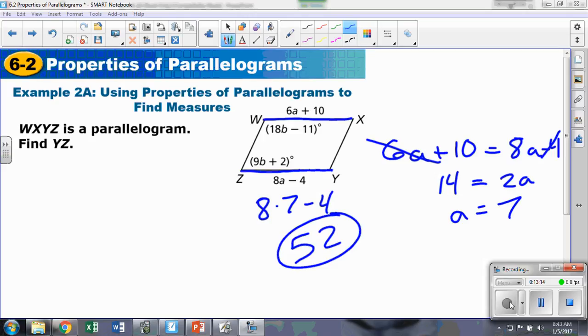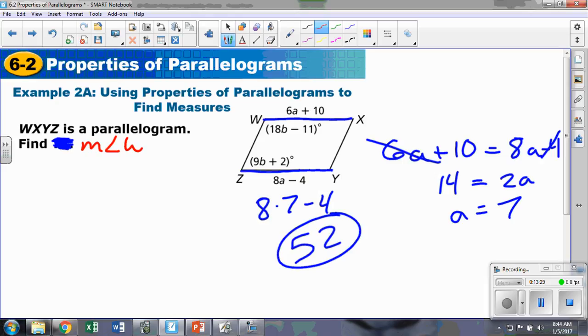Again, pay attention to the directions because the thing that you were asked to find is going to help you identify which relationship you're looking for. For instance, what if instead of saying find YZ, we instead said that? How would the problem be different? Exact same picture. But if we're searching for angle W, well, there are two angle relationships we have. We have a relationship for opposite angles are the same. Consecutive angles are supplementary.